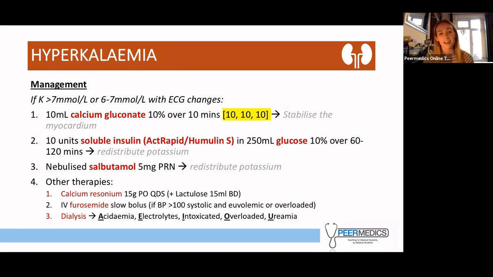Another one you can consider is dialysis. And a way to remember the indications for dialysis is AEIOU. So if they have an acidemia, if they have any electrolyte abnormalities, if they're intoxicated, overloaded, or they're uremic.